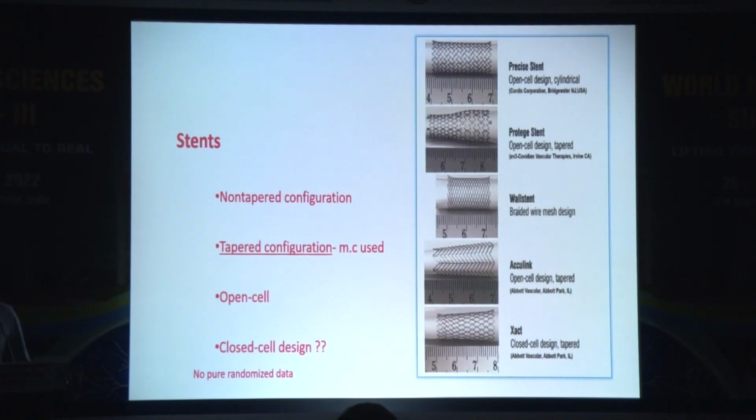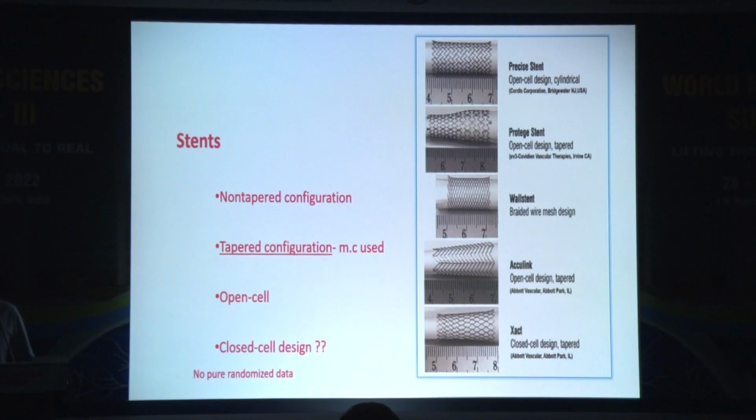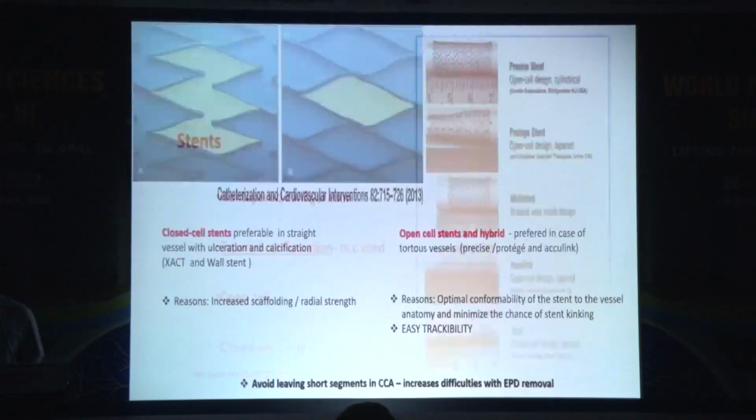So coming on to the stent, we have different categories of the stent: non-tapered, tapered, and open cell and closed cell design stents. There is no pure randomized data which has suggested the superiority of one kind of stent over the other. There are some small studies, but they also found that there is no superiority of one stent over the others. So in our center, we are frequently using the Xact stent, which is a closed cell stent, and the CGuard stent, which is an open cell stent.